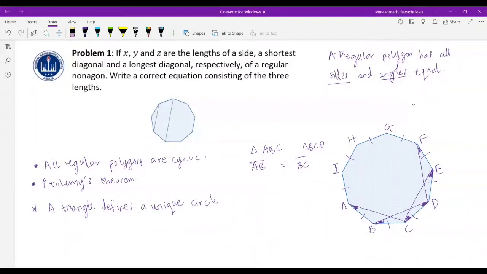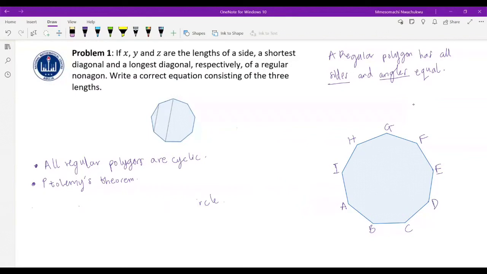I have to erase this quickly. I'll just erase this, since we know it's a regular nonagon. I don't need all this. So I'm trying to make my diagram as neat as possible. So I'll just erase this, and then I'll mark the first point as done.